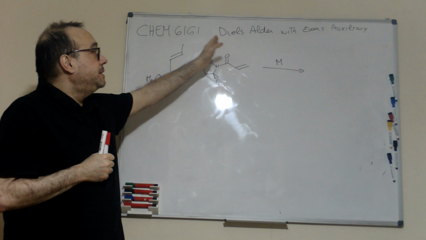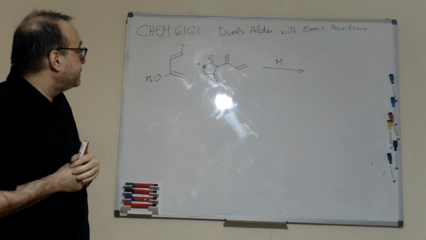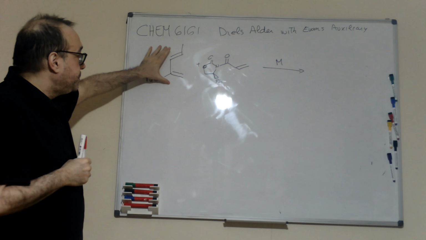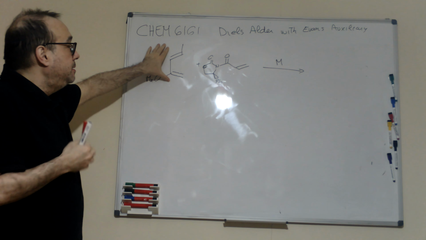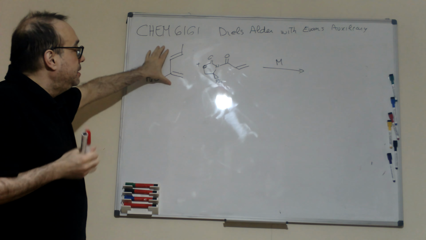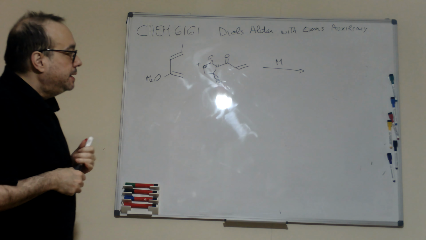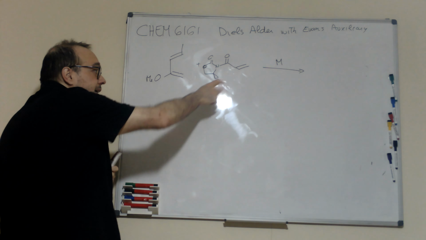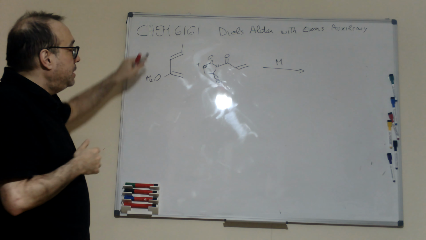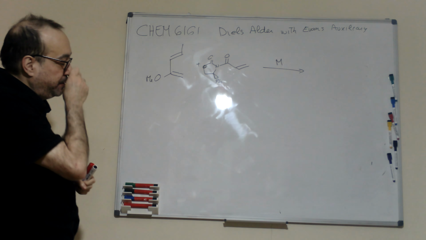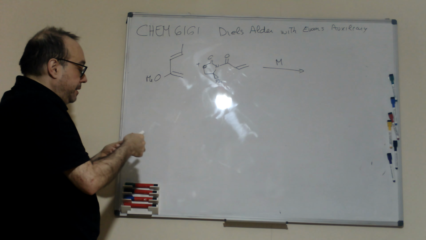Today we will talk about the Diels-Alder with Evans auxiliaries. This is the reaction that we will study. Basically, we will use this diene that we have been using during all of our lectures, and we will use this dienophile. As usual, this diene is electron rich and the dienophile is electron poor.